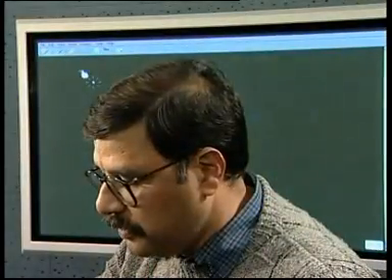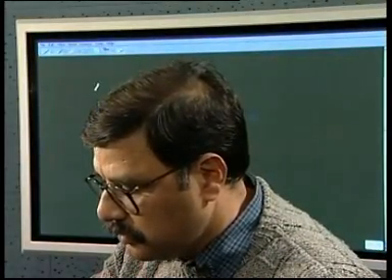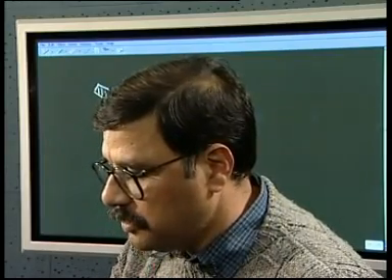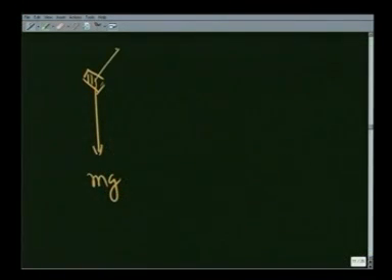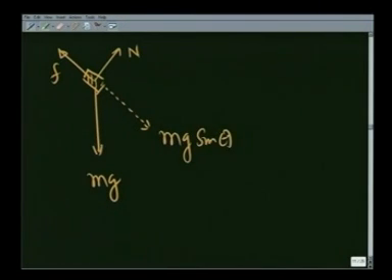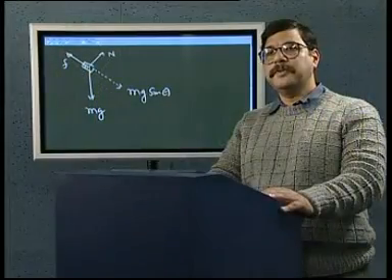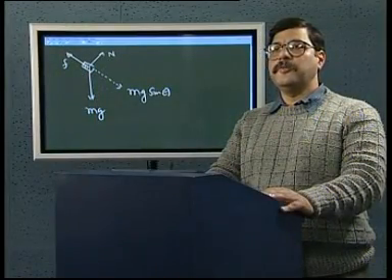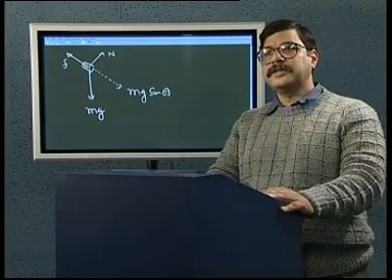Let us see what happens when I start increasing theta. This body has weight mg, n, friction F, and this component of mg is pulling it down, which is mg sine theta. As I increase theta, mg sine theta goes up, so the body is being pulled down by larger and larger force. When it surpasses the maximum possible frictional force, it will start sliding down. Let us see what is maximum possible frictional force.